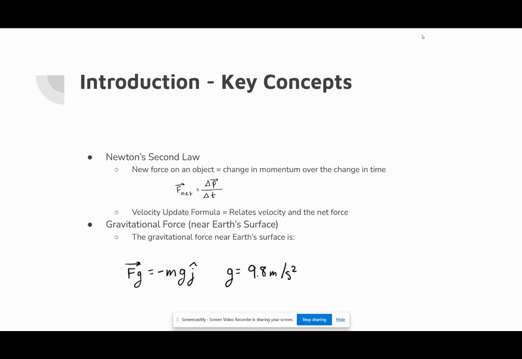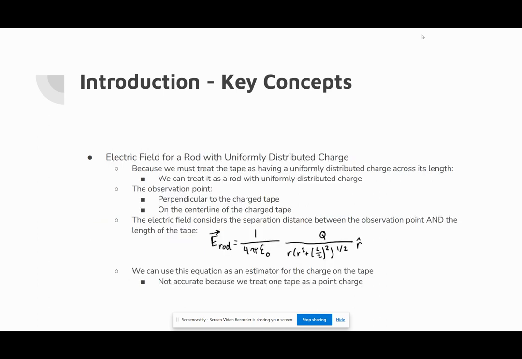For our introduction to some of the key concepts, we utilize Newton's second law, the gravitational force, as shown on the screen. And then we also utilize the electric field for a rod with uniformly distributed charge because we must treat the tape as having a uniformly distributed charge across its length. The observation point was perpendicular to the charge tape and was on the center line of the charge tape. The equation is shown on the slide.